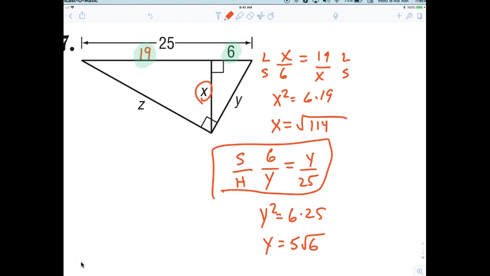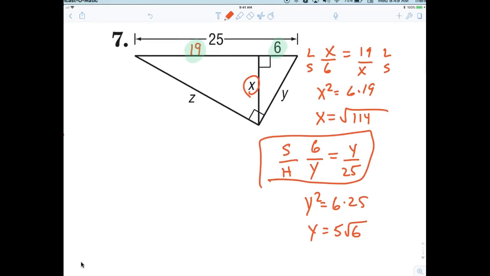All right, so now I'm looking for what? So we can say z over 19. So long leg, hypotenuse over long leg equals y over... Well, yeah, we have y. We have 5 radical 6. Or we could do 25 over z. I think that's the easiest. Do you agree? And again, it doesn't matter if you use the other one. It'll be the same answer. But it's easier to not use the radical.